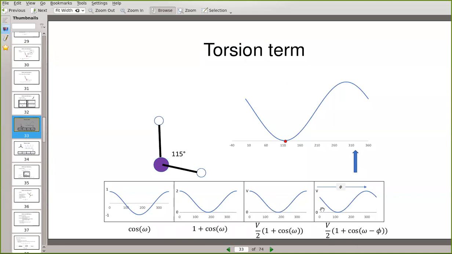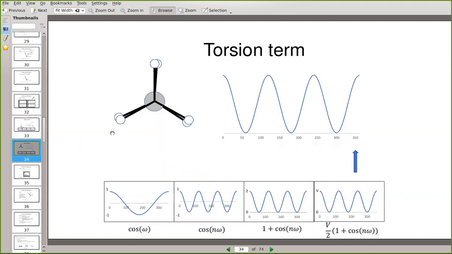And so what you can do is introduce a phase, and put a phase in of where you want the maximum to be. And so that phase will then shift it so that you can see there's a minimum at 115 and the maximum is not quite at 360. So the form of the torsion angle term can end up being quite complicated. But of course, if you build it up one by one, here's another case.